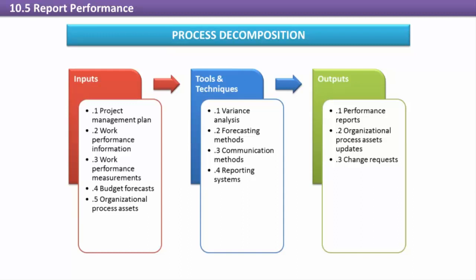Report performance uses time, cost, and related work performance information. Because report performance compares what is actually occurring with what was planned, it's in the monitoring and controlling process group. Distribute information is an executing process.